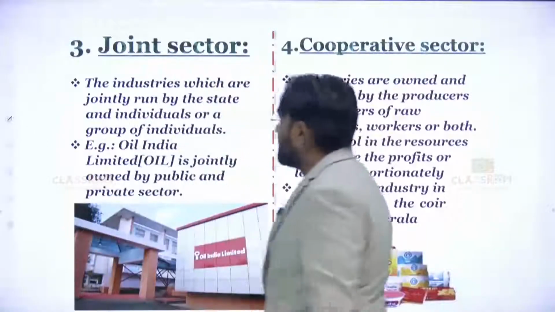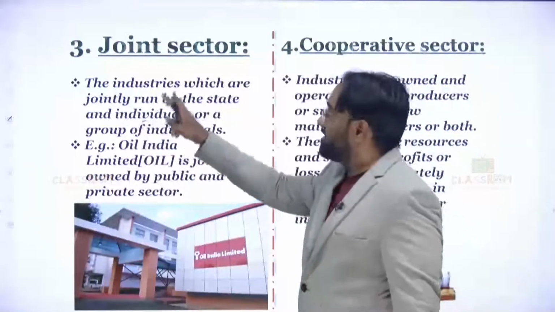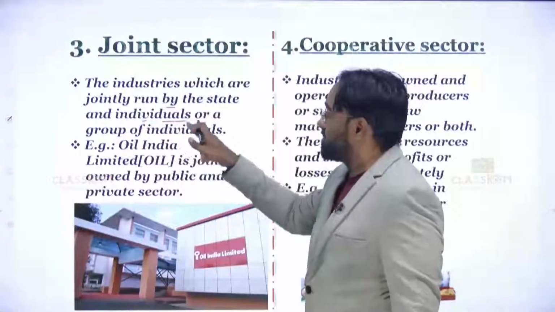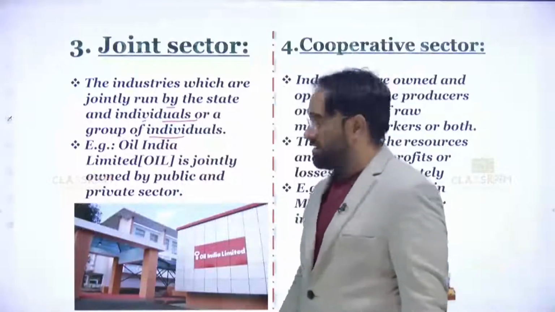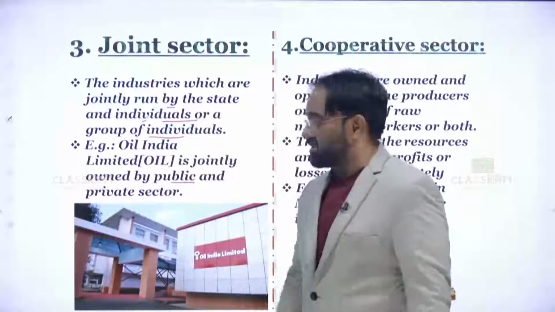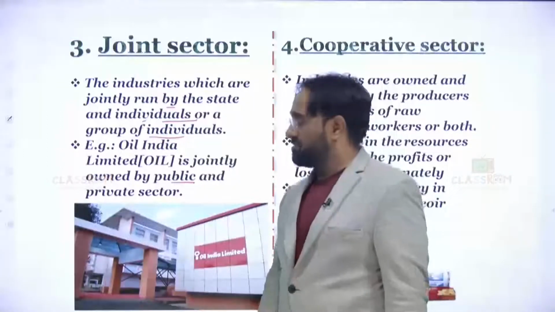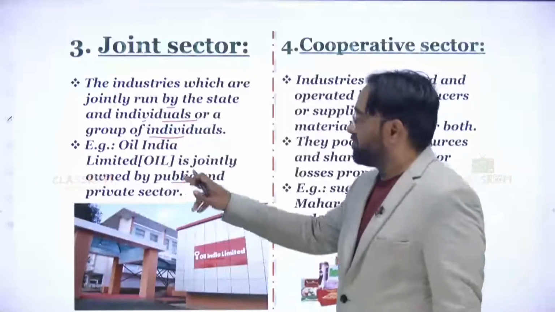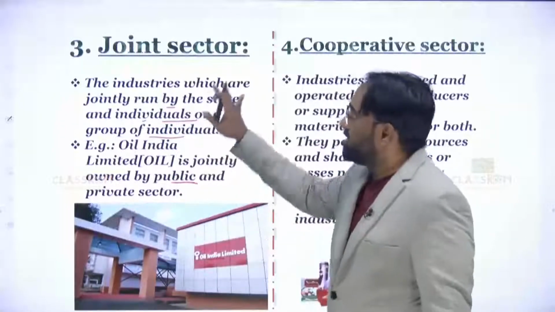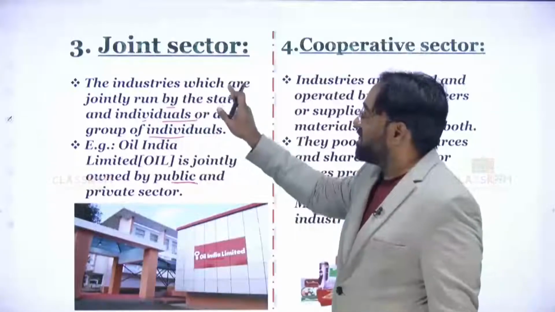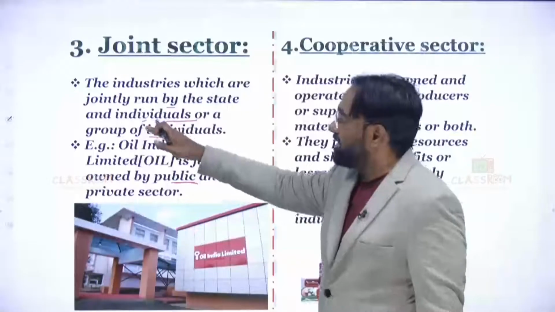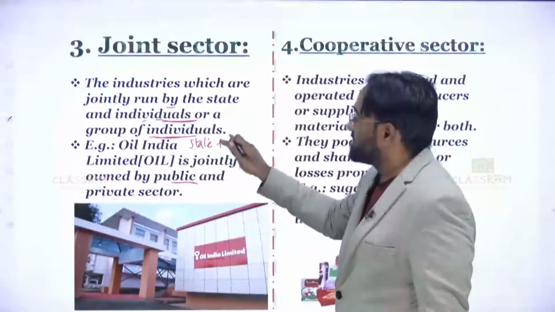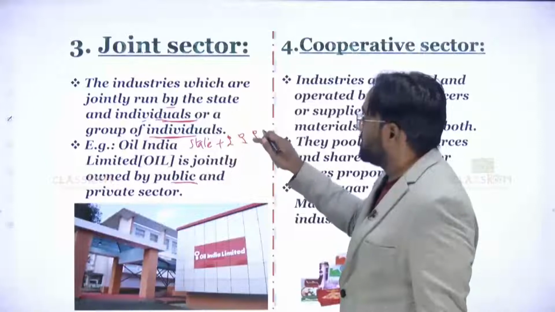And if you see here, the industries which are jointly run by the state, joint sector and cooperative sector. Industries which are jointly run by the state and individuals or a group of individuals: Oil India Limited is jointly owned by public and private sector. Public private partnership, PPP kind of arrangement, Oil India Limited, jointly owned by public and private sector. Joint sector, the industries which are jointly run by the state, that is the government, plus a group of individuals.